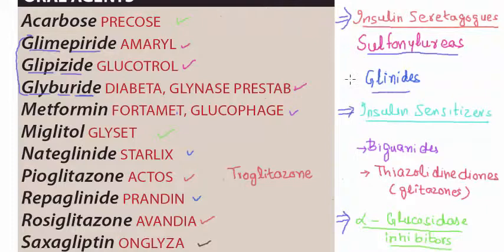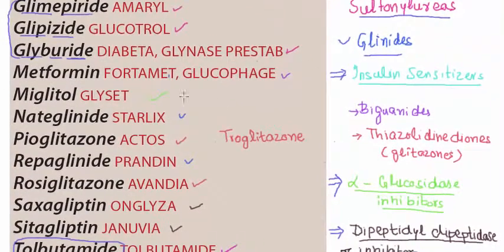And in the glinides, we have nateglinide and repaglinide. Then come the insulin sensitizers, and in the insulin sensitizers we have biguanides. In the biguanides there is just one drug, and that is very important and commonly used, and that is called metformin. Metformin is a biguanide, which is an insulin sensitizer.